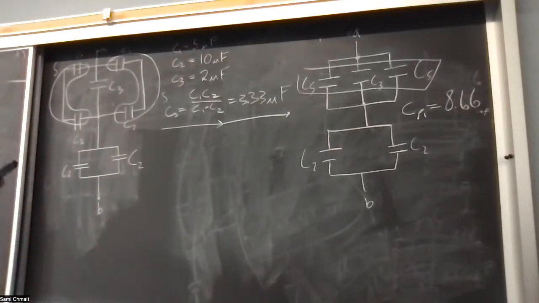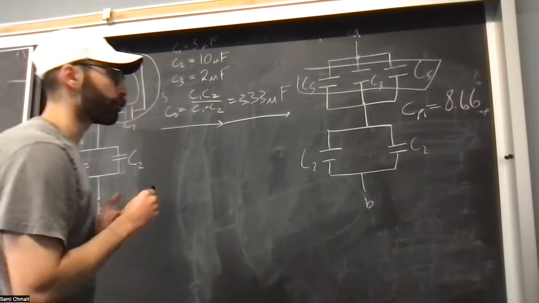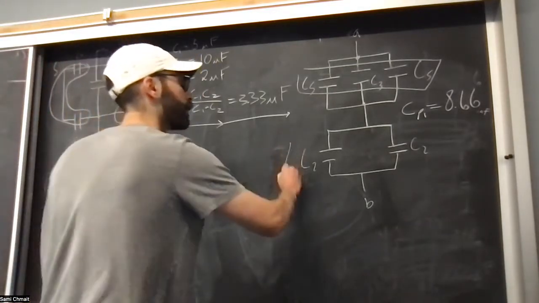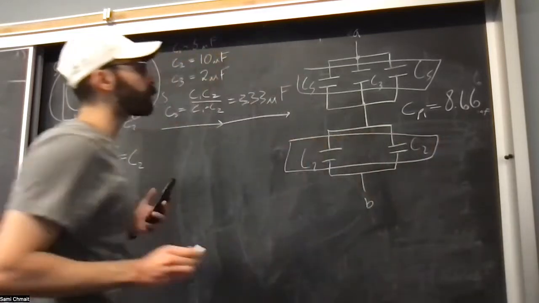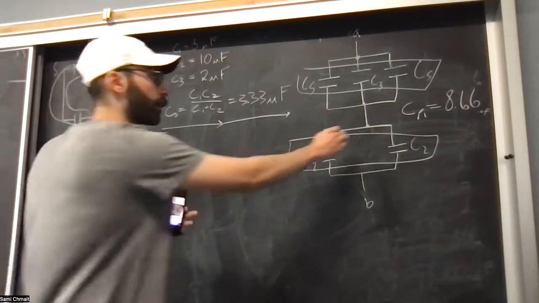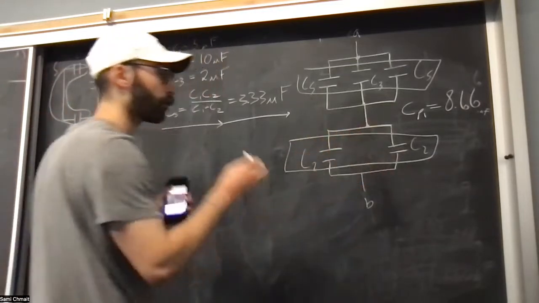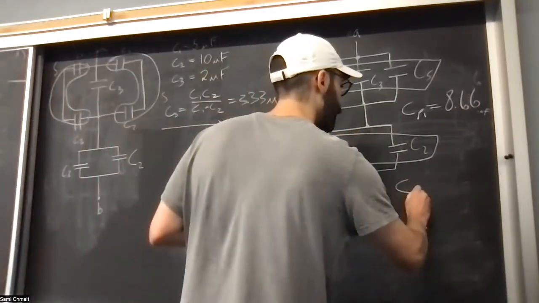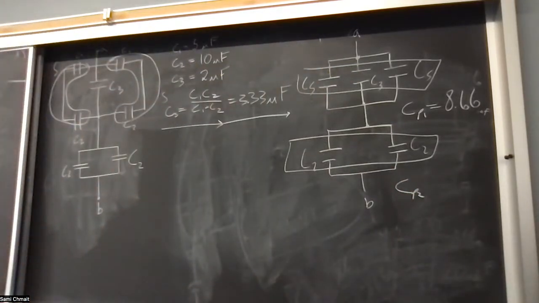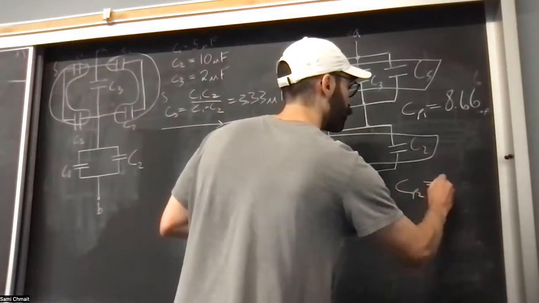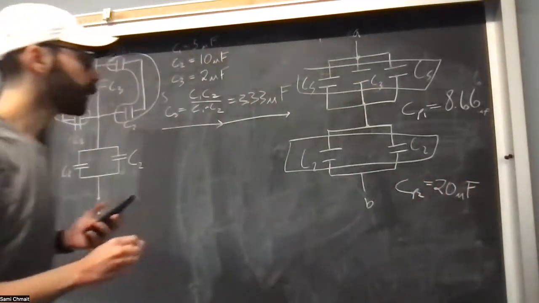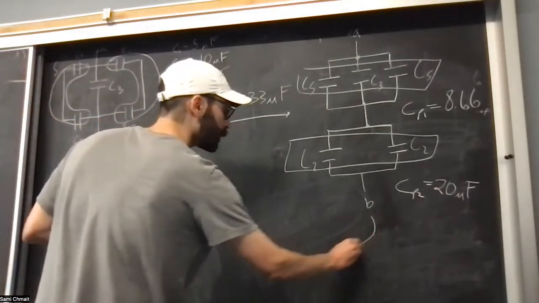The next thing we're going to do, I'm combining steps here because I don't want to delay the club or whatever, is these guys are in parallel too. That's per the same logic, right? There's a junction here. The current has two choices. It can go this way and down, or it can go this way and down. They're both in parallel. I'm going to call that CP2. So CP2 is equal to C2 plus C2, so that's 20 microfarads. Okay.